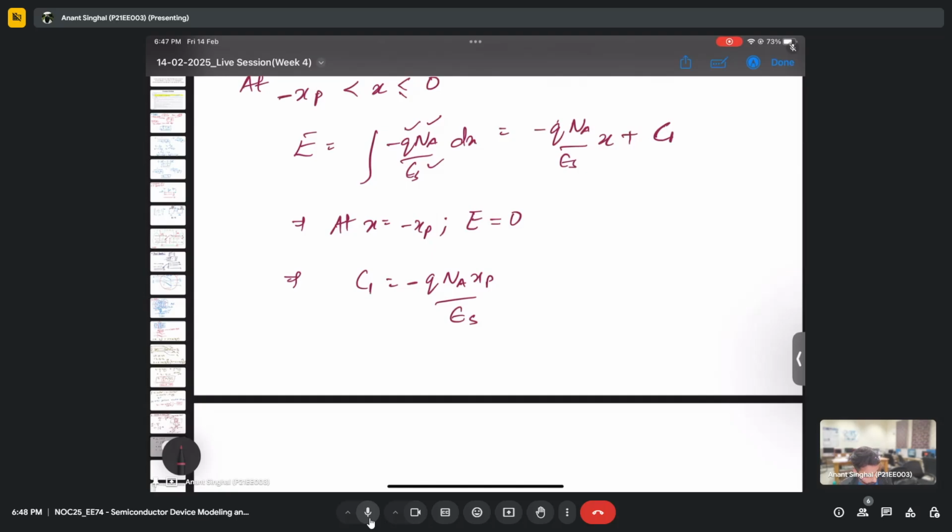If not, the electric field on the p side will be, putting C1 back here, q na by epsilon s. I can take the minus common also, so what we are left with is x plus xp. Let's say this is equation 1. Any doubts?